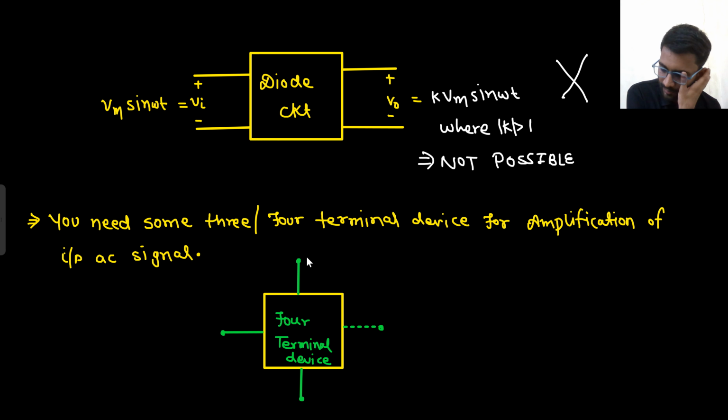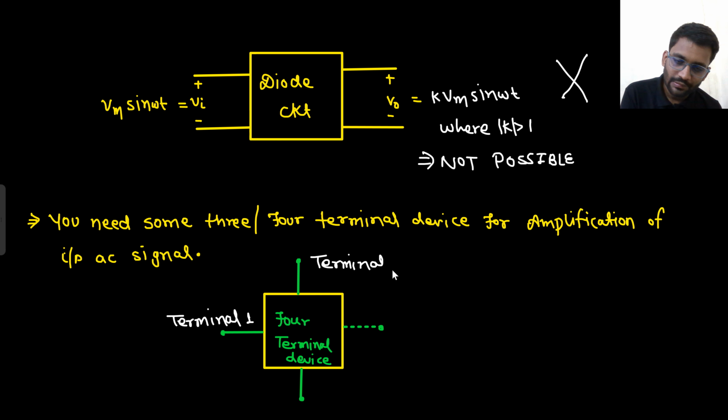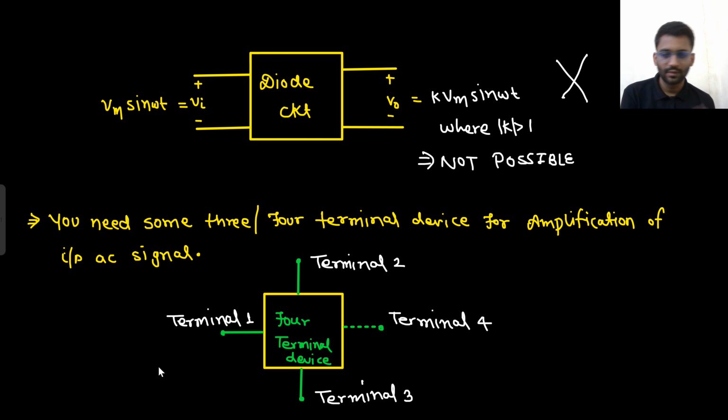Let's assume I am calling this terminal 1, this is terminal 2, this is terminal 3, and this is terminal 4. One of the terminals will be the controlling one. I am writing it as the controlling terminal. One of the terminals will control the current.